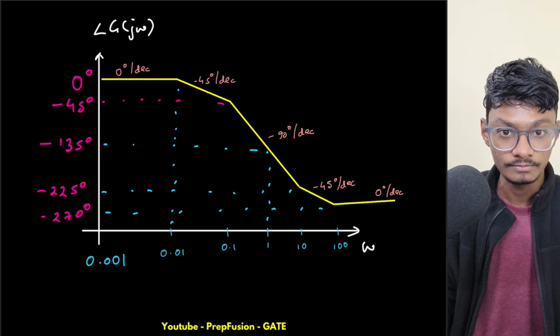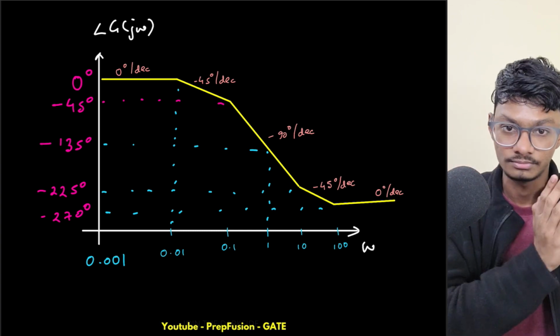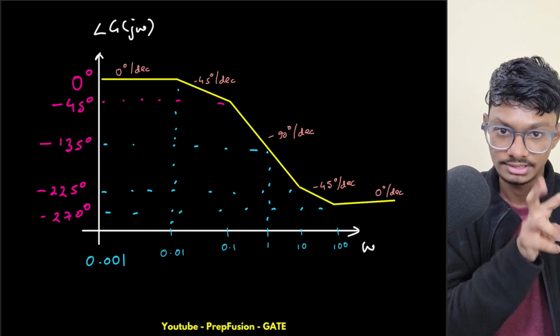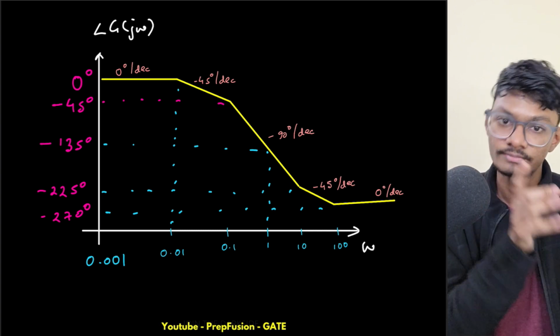Or you can use that formula, minus 90 into n minus m, where n is the number of poles and m is the number of zeros. So minus 90 into n is 3, m is 0. So minus 90 times 3 is minus 270.